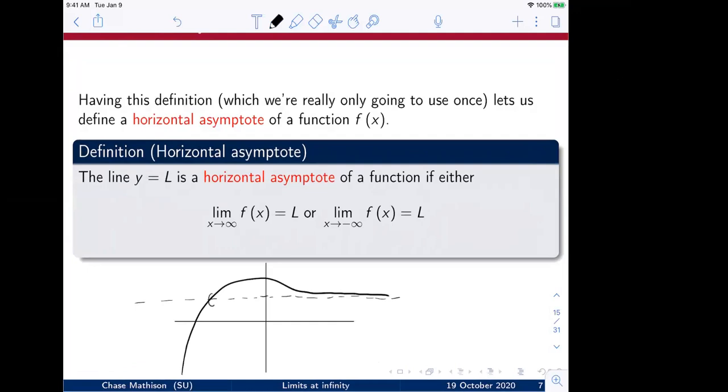It can cross here. It could also do something like this. It can oscillate around the horizontal asymptote. That's also fine. The idea is it just needs to settle down on that one value as x gets bigger and bigger, but it can totally cross the horizontal asymptote. Okay.